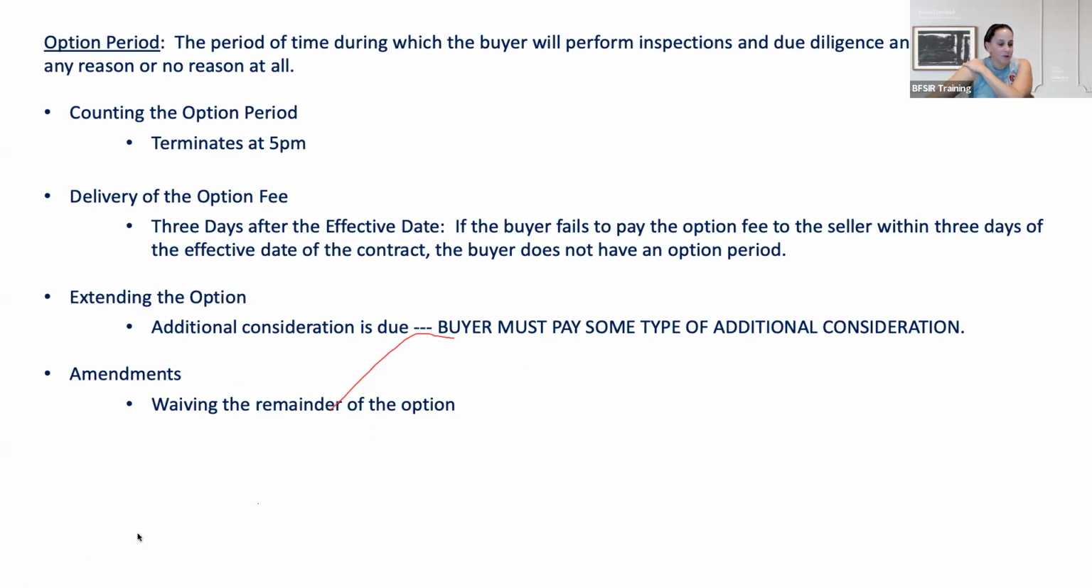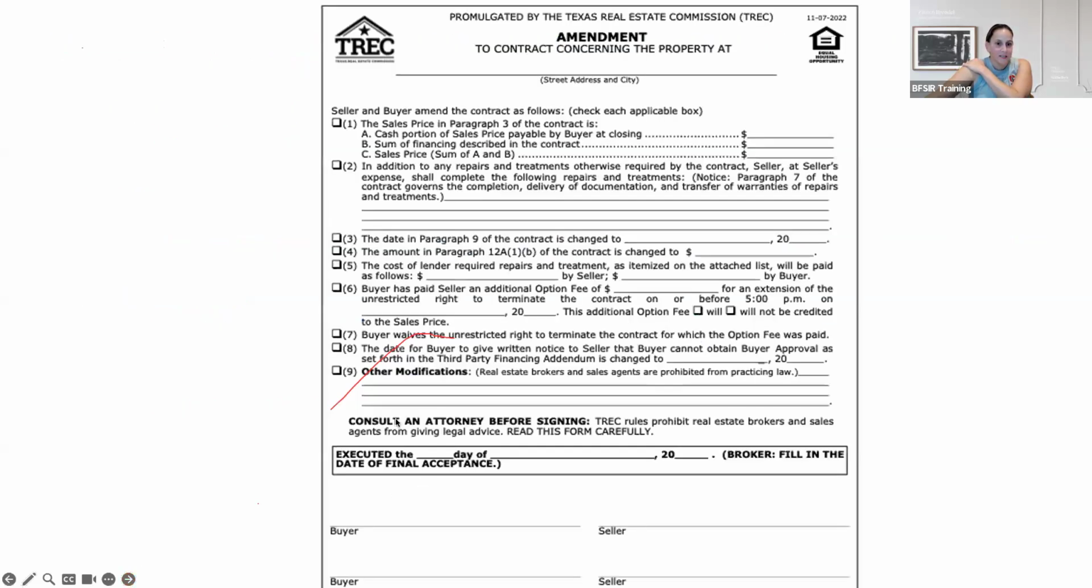And then an amendment, this is important. This is one that I feel like lots of agents miss. When you're negotiating in the option, you put together this amendment, either asking to change the sales price, do repairs, or give a closing credit in 12A1B. But please note that box 7 here says the buyer waives the unrestricted right to terminate the contract for which the option fee was paid. If you're in a 7-day option and you're negotiating back and forth and the buyer asks for all of these things, as the listing agent you want to make sure this box is checked. Otherwise you're agreeing to do all of these things and the buyer is still in their option period and could come back and ask for more.